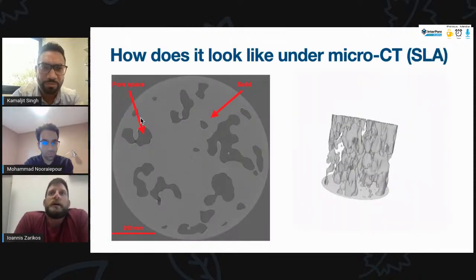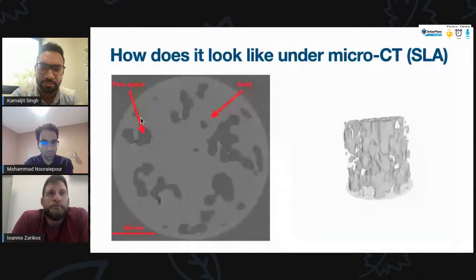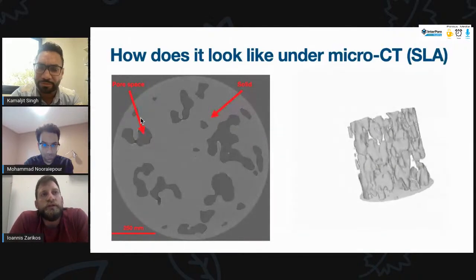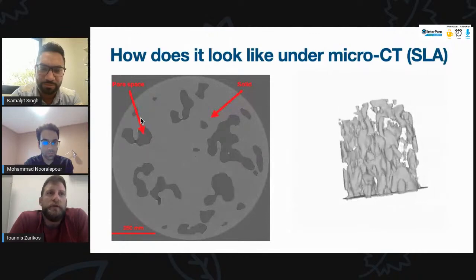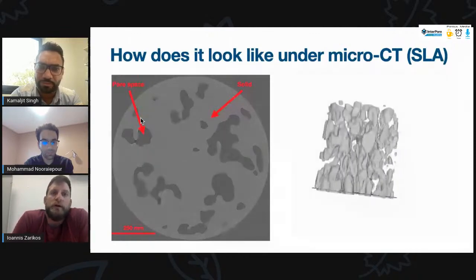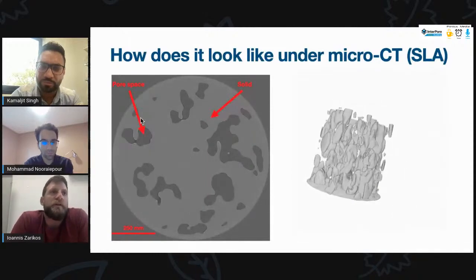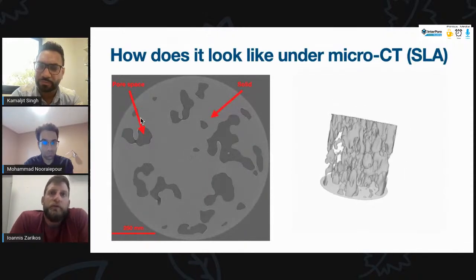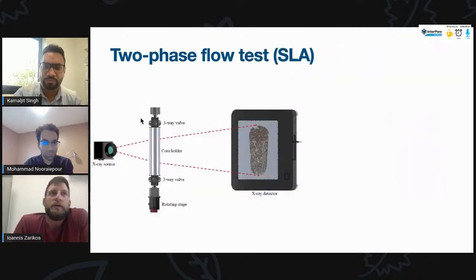Now we used the stereolithography printer for the second part of our attempt to make a 3D printed microfluidic device. As you can see, we don't have any cracks here. Of course, it's a different material that we used in this case. It's a high-end, very robust resin, usually used for plastic moving parts, so we didn't expect to have any issues. And as you can see, the pore space is quite nice. We believe that this is the go-to method to make a device that can be used for multi-phase flow experiments.